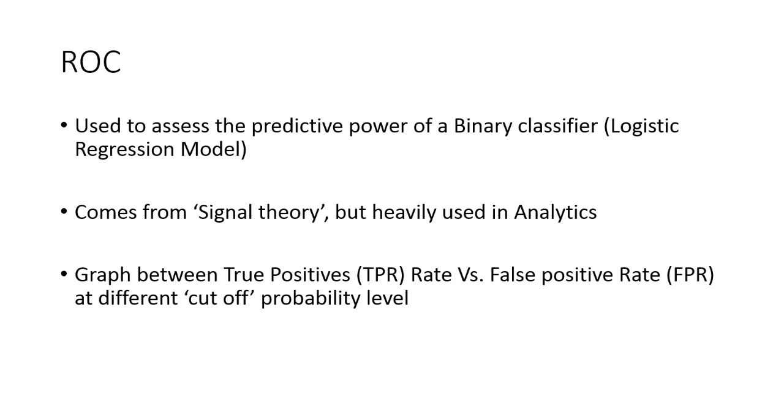Logistic regression is one of the most popular binary classifier models. We assess the predictive power of logistic regression using ROC. This comes from signal theory, but nowadays it is heavily used in the analytics industry. What it does is plot the graph between true positive rate, known as TPR, versus the false positive rate, or FPR, at different cutoff probability levels. So three things we will learn: what is TPR, what is FPR, and what is a cutoff probability level.